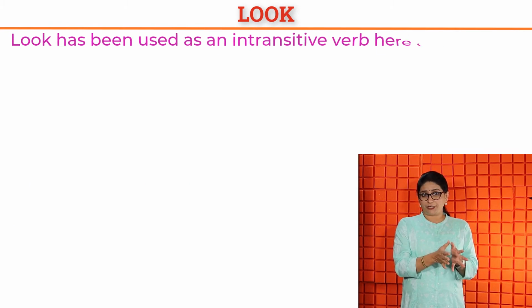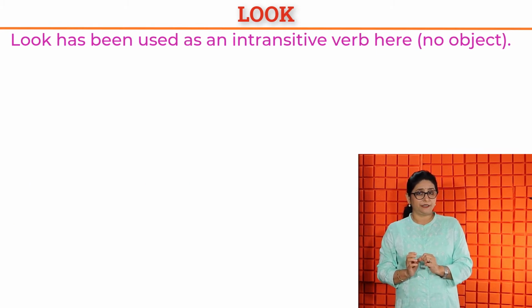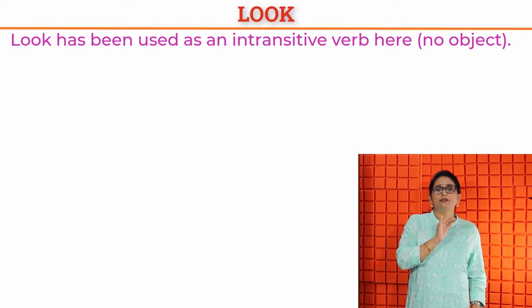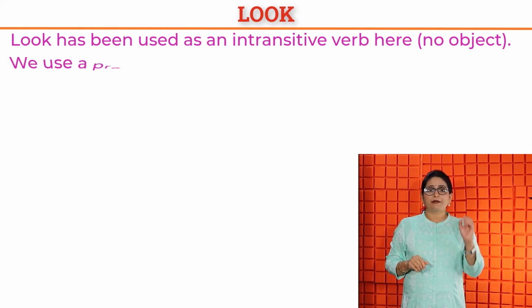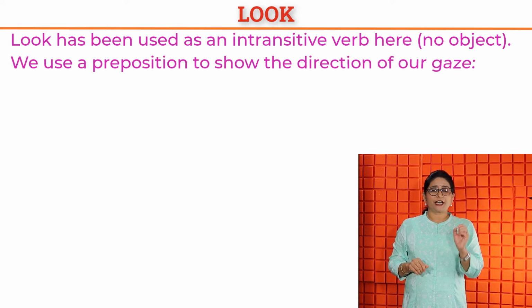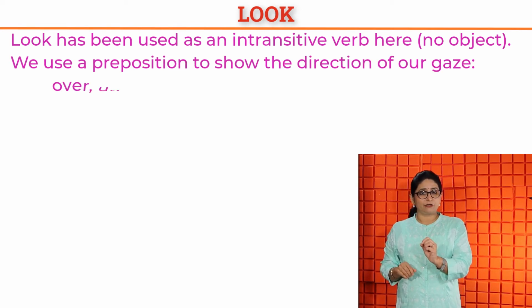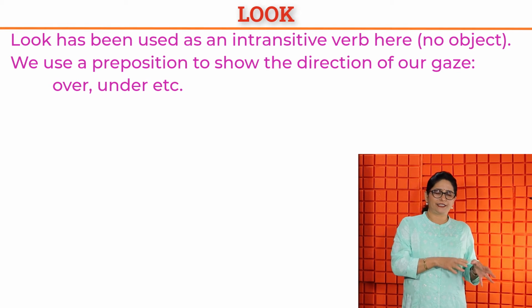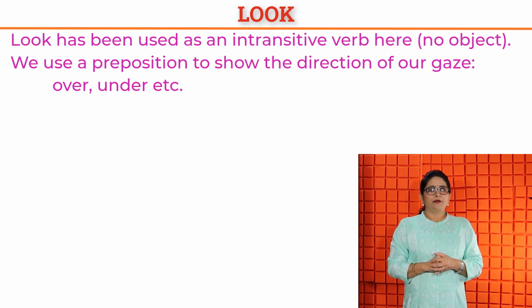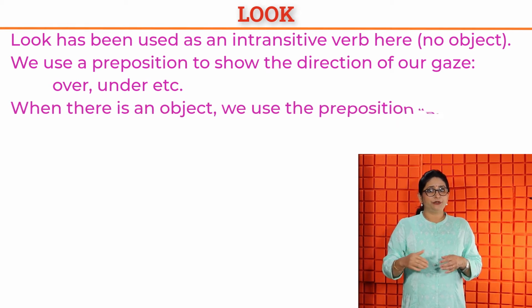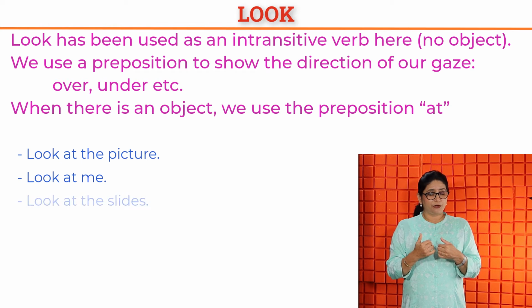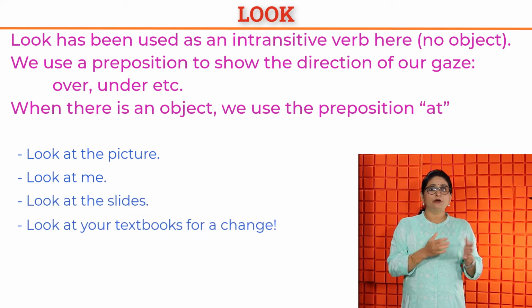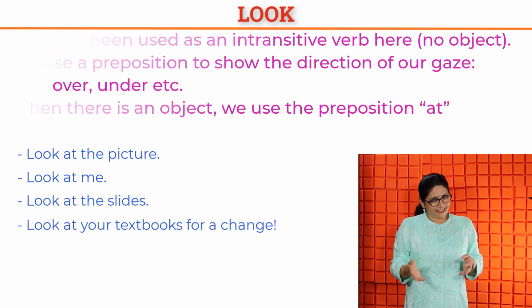Look has been used as an intransitive verb here, and that means with no object. We use a preposition to show the direction of our gaze: over, under, etc. When there is an object, we use the preposition at. Look at the picture, look at me, look at the slides, look at your textbooks for a change.